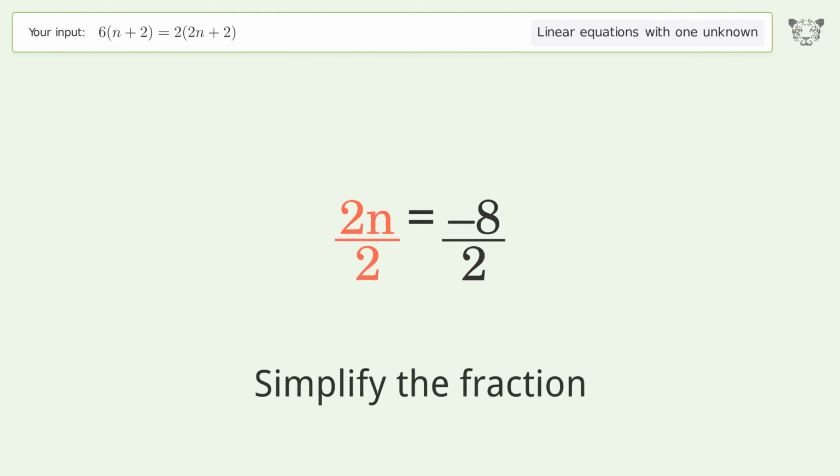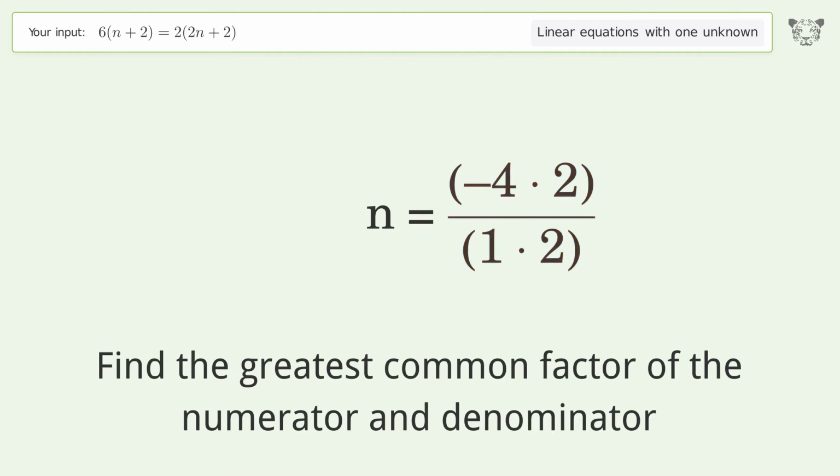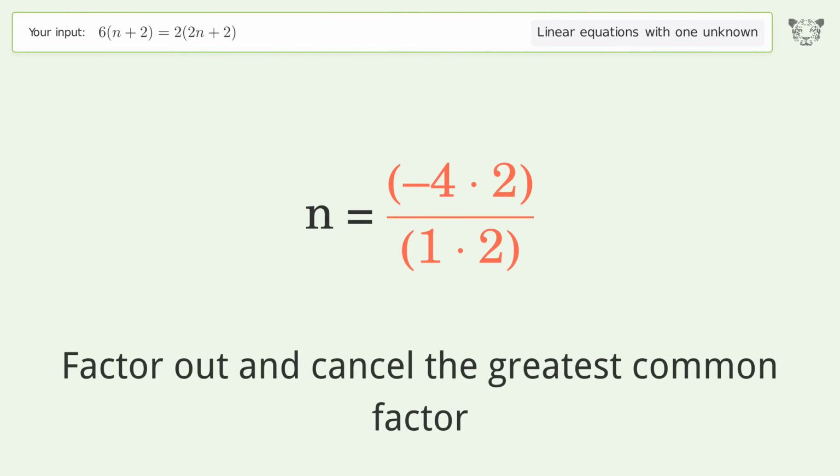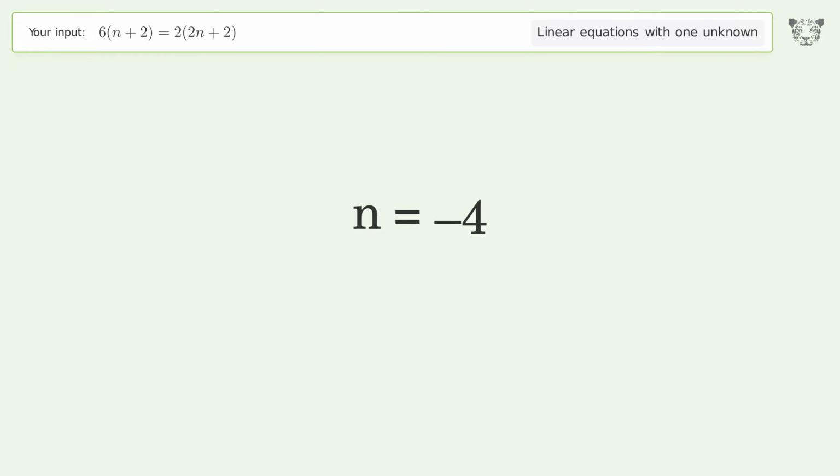Simplify the fraction. Find the greatest common factor of the numerator and denominator. Factor out and cancel the greatest common factor. And so the final result is n equals negative 4.